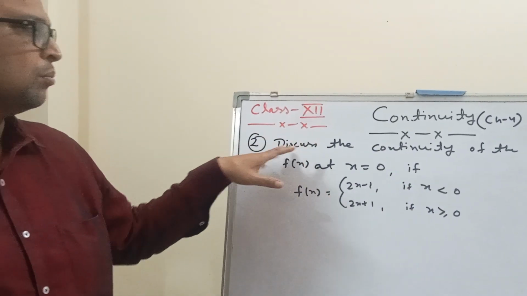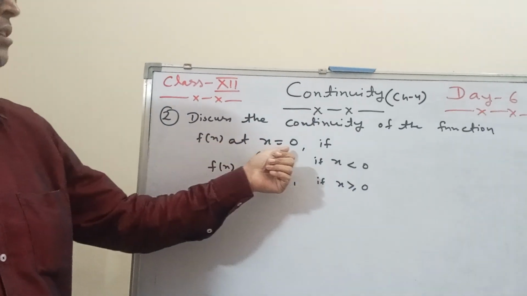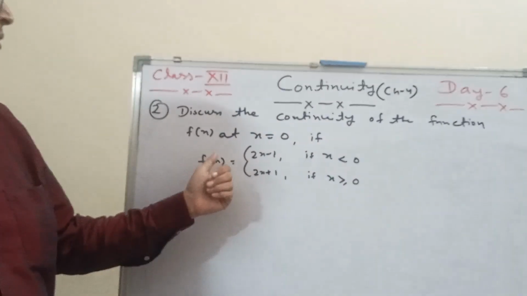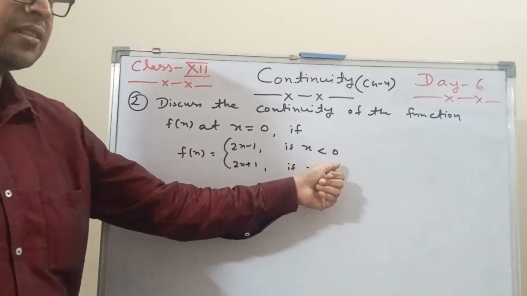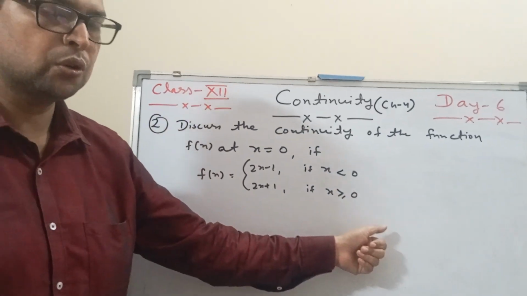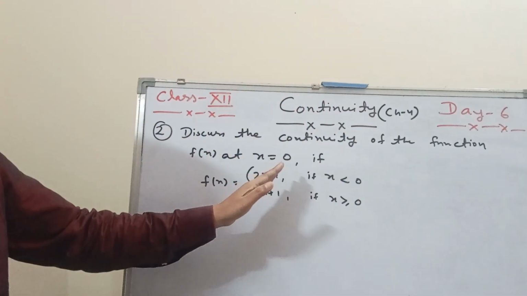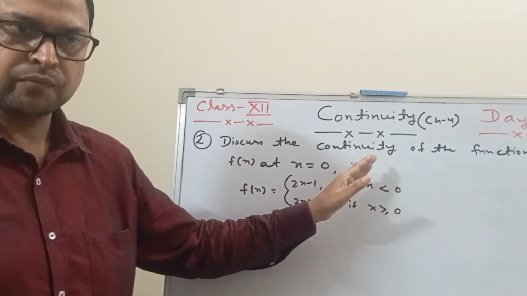Now the question number 2. Question number 2 is discuss the continuity of the function f(x) at x equals to 0, if function f(x) is given here 2x minus 1 if x is less than 0, 2x plus 1 if x is greater than equals to 0. Students, this question is very important for your board examination.